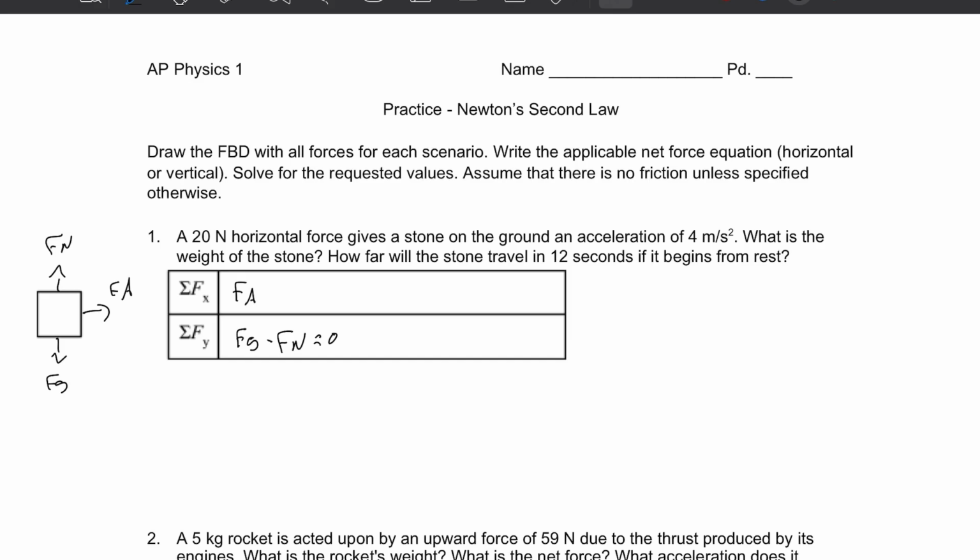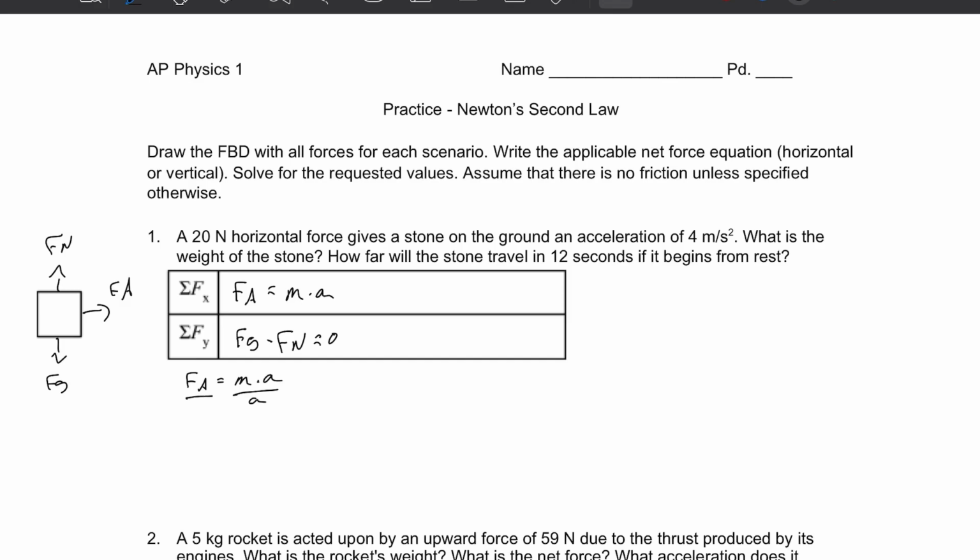You can choose to reverse those. Force normal minus force gravity equals 0. It's going to be the same thing. To the right, we've got force applied, and that's going to be equal to mass times acceleration. It's not balanced forces horizontally, so the net force is equal to mass times acceleration.